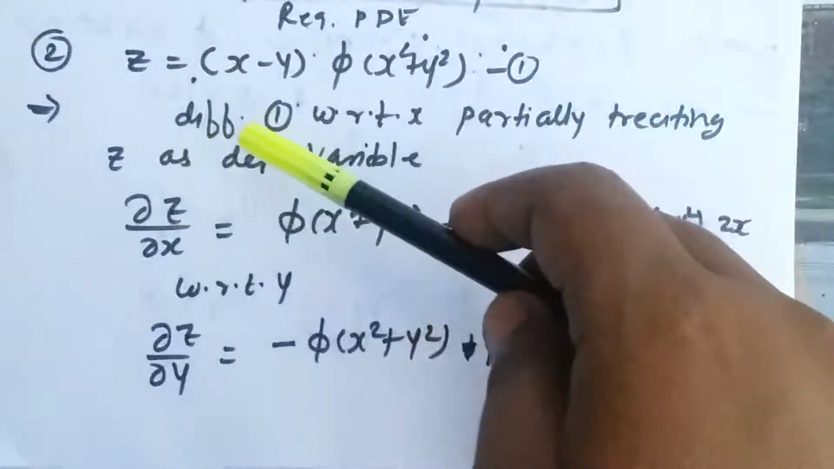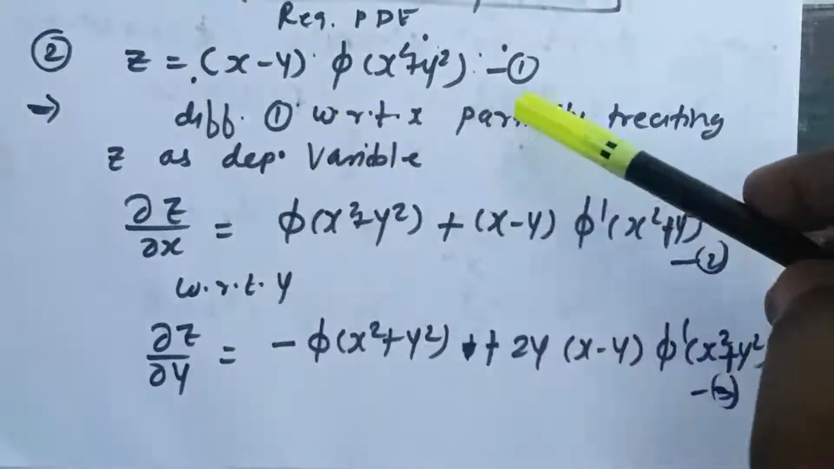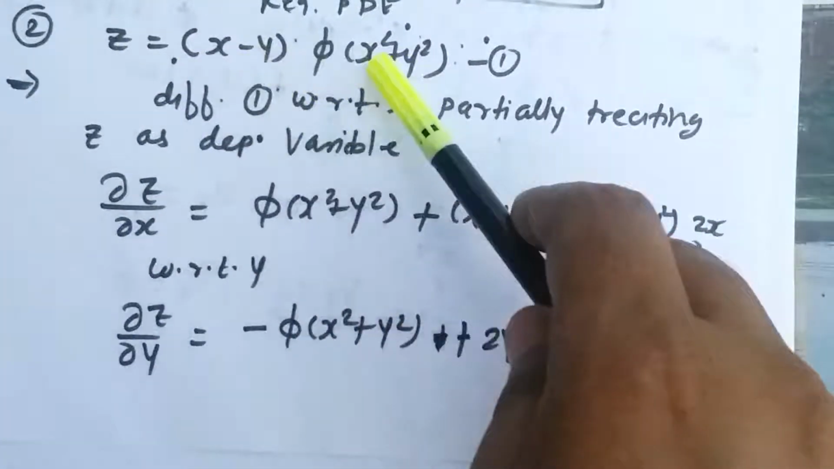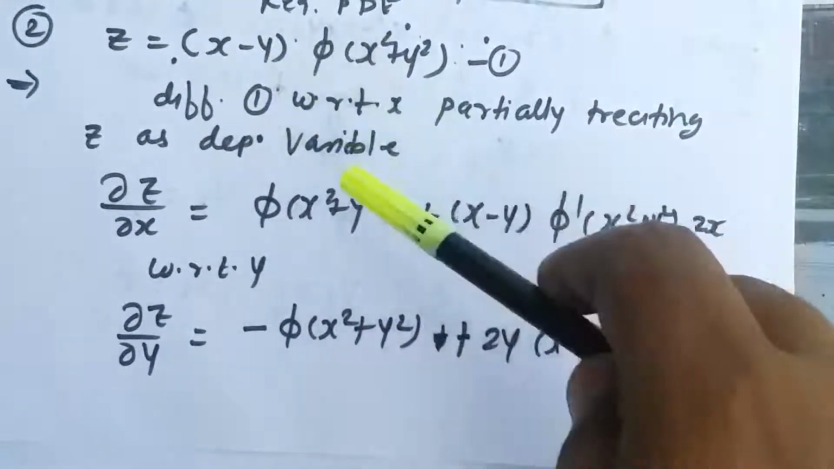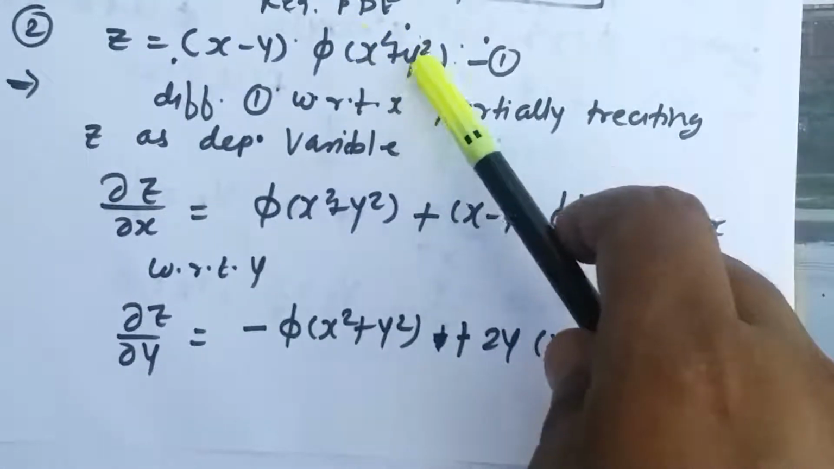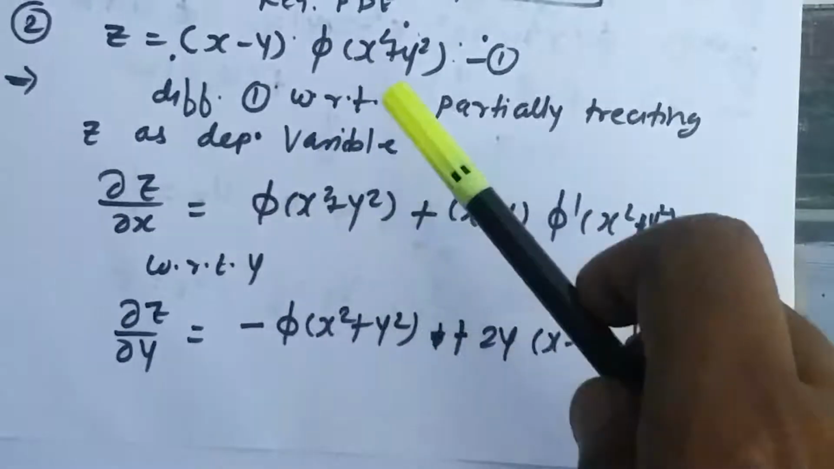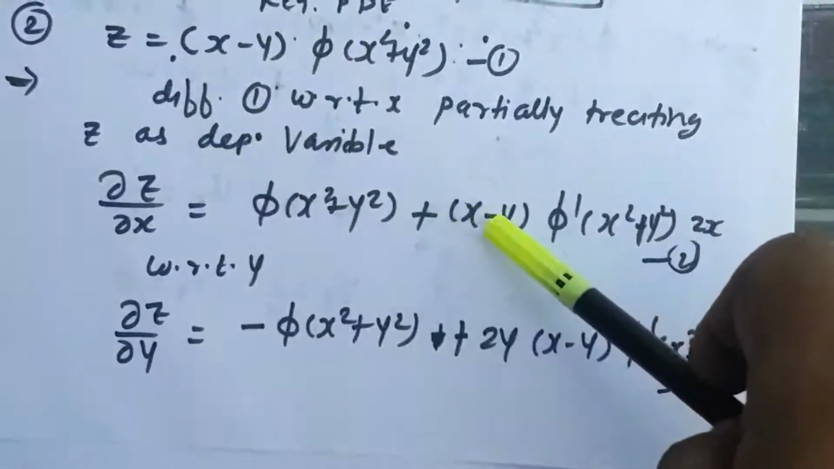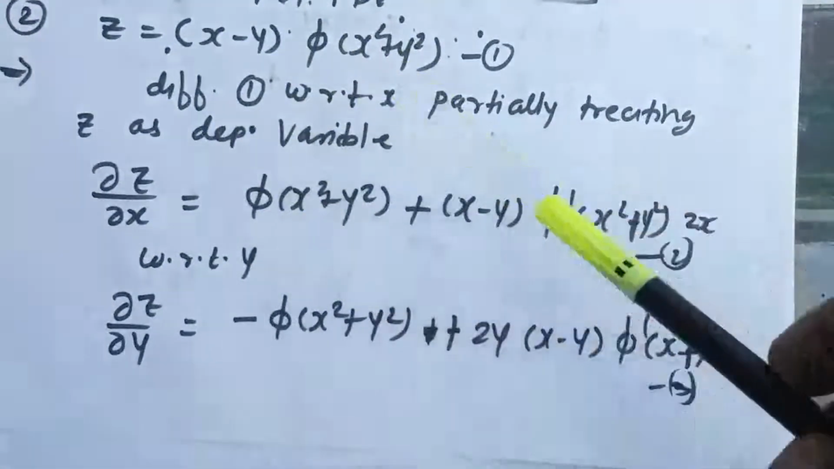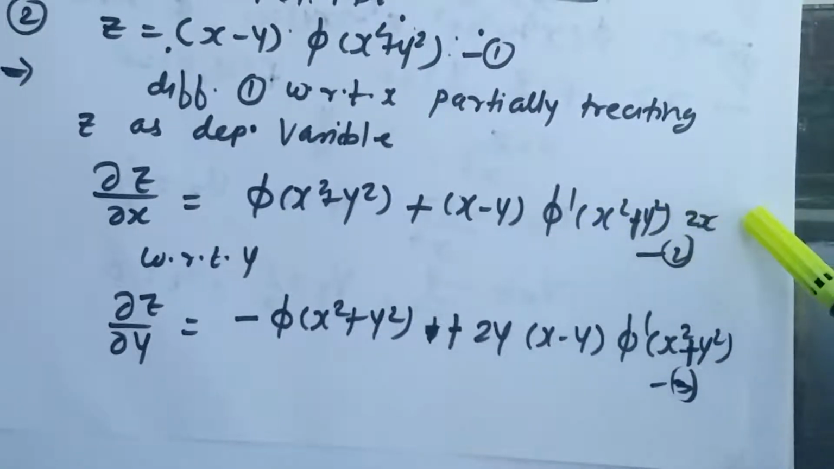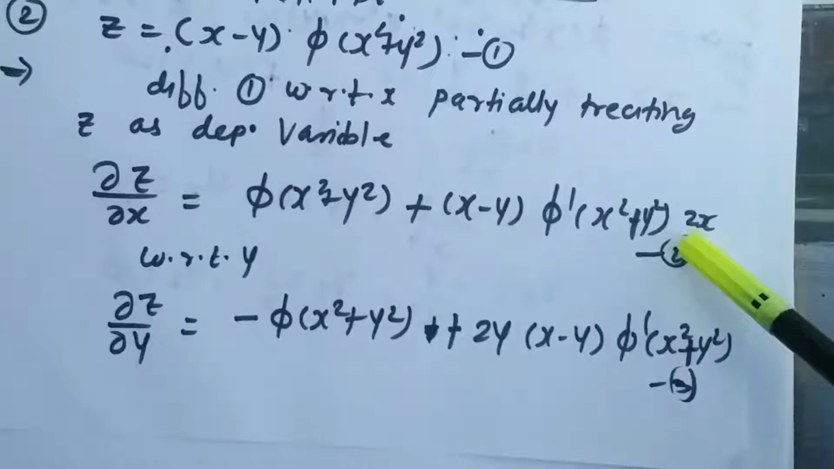It contains terms of x square plus y square, so its derivative also we have to determine. So when we differentiate with respect to x, we get del z by del x on the left hand side. On the right hand side, in both functions we are having x terms, so the u into v rule will apply. By the u into v rule, the derivative of x minus y with respect to x is 1 into this function as it is, plus x minus y as it is, into the derivative of the function, phi dash of (x square plus y square) into the derivative of x square plus y square with respect to x, which is 2x. So this is equation number 2.